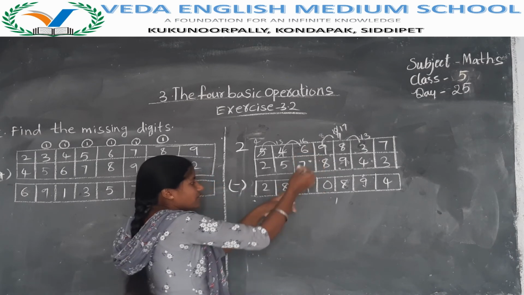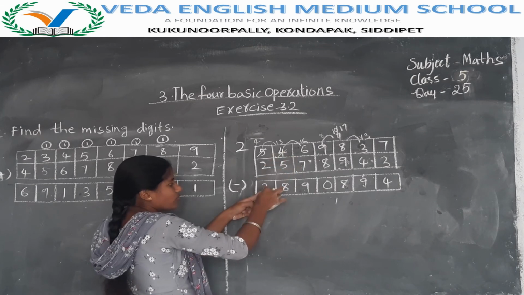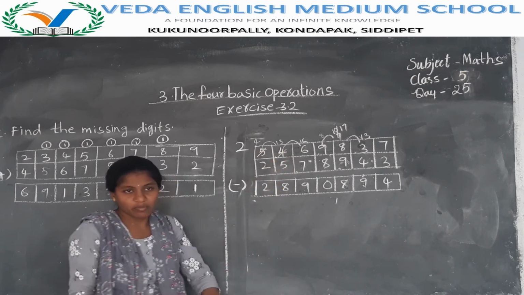We got already 6 here. 8 plus 5, 13. 13 plus 1, carry 14. 4 we got already. 2 plus 2, 4. 4 plus 1, 5. Completed.